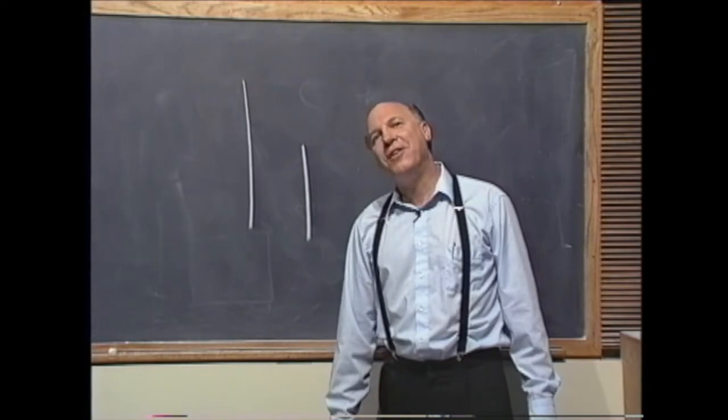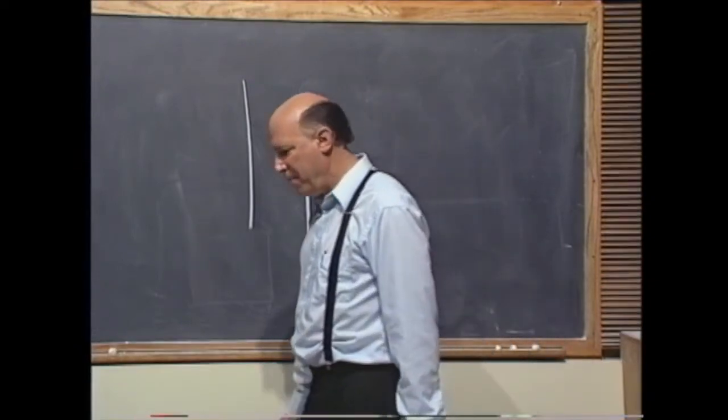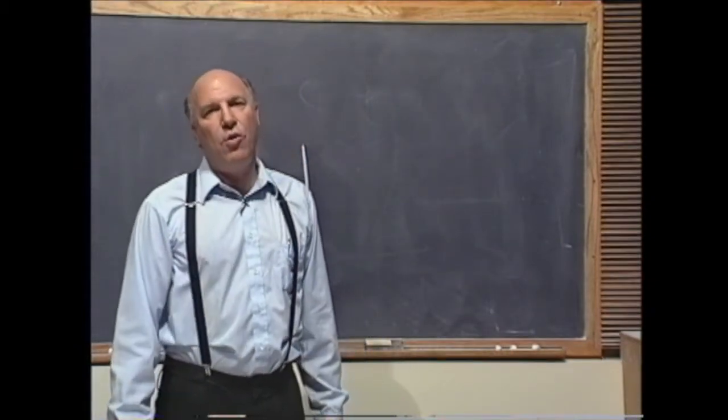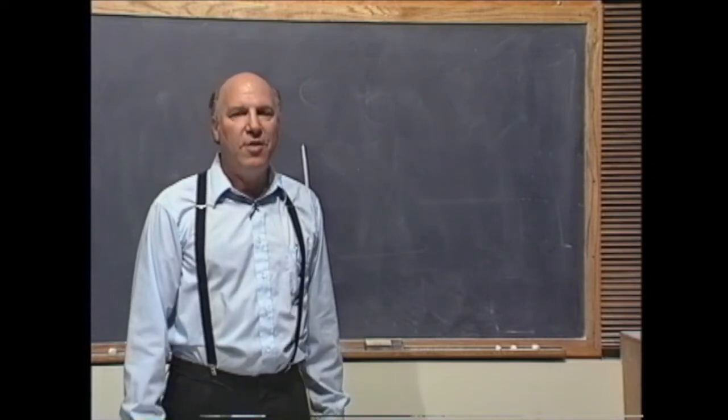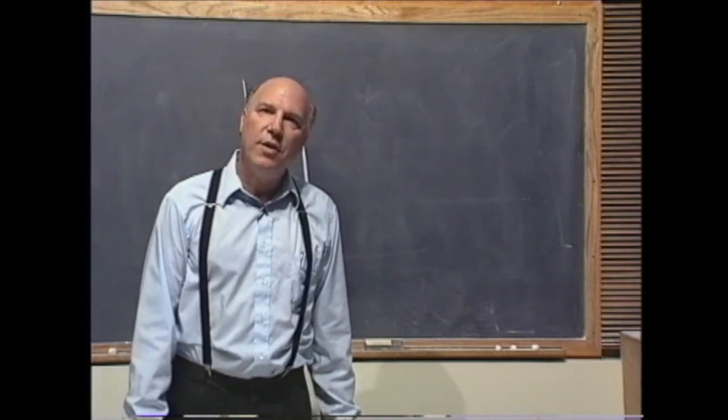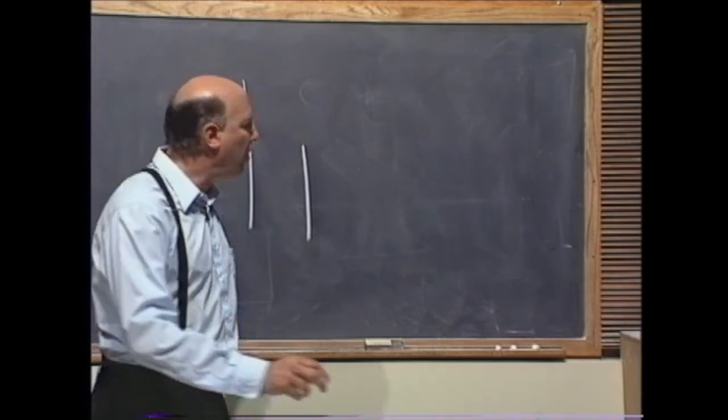But that's not so. And I'll show you why. You can make a rule called a one-to-one correspondence, and you can show that there are exactly as many points in the long line as the short line. And I'll show you how it works.